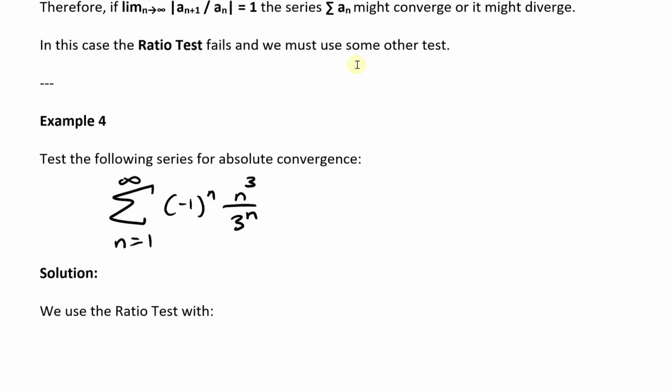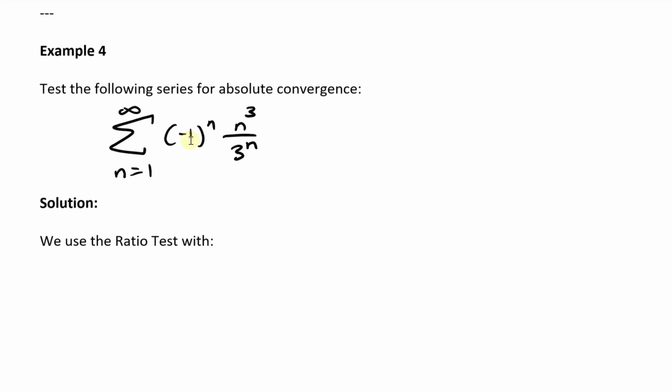Alright, now let's look at another example, example 4, which states: test the following series for absolute convergence. We have the summation from n equals 1 to infinity of (-1)^n times n cubed over 3^n. Again, we have an alternating series here because of this (-1)^n. If n is 1, we get negative 1, which is an odd power. If n is 2, this is going to be even.